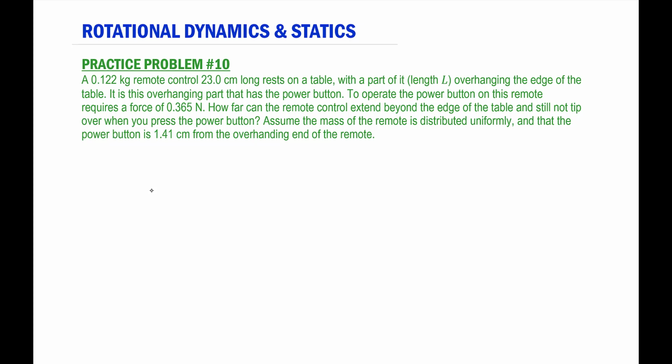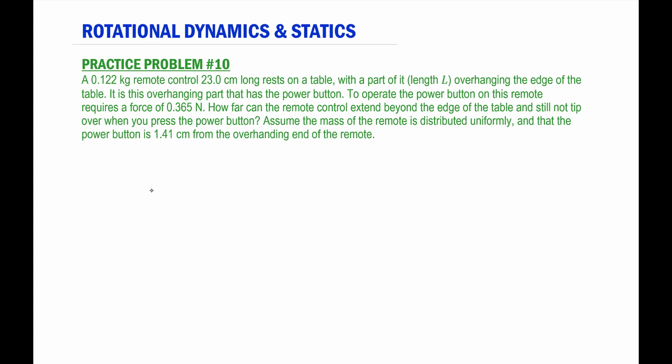So therefore, we have R_R mg sine theta minus R_B F sine theta being equal to 0. R_R is simply the distance that the mg force is acting away from the axis, and R_B is the distance that the applied force is acting away from the axis.